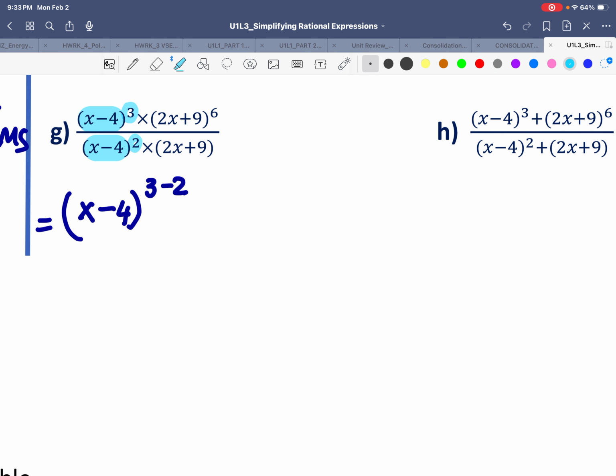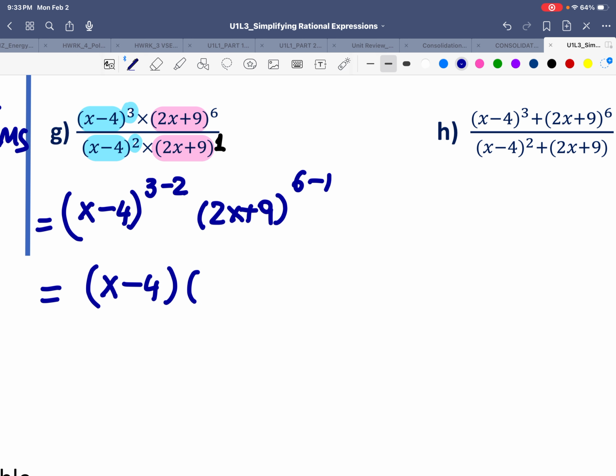And also we have 2x plus 9 to the power 6 over 2x plus 9. When you see no power, it means that the power must have been 1. And that will give 2x plus 9 to the power of 6 minus 1. So this will turn into x minus 4, and then 2x plus 9 to the power of 5. That's the most simplified form.